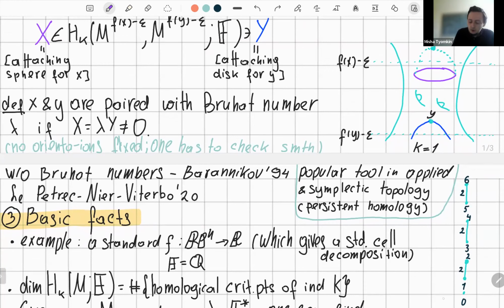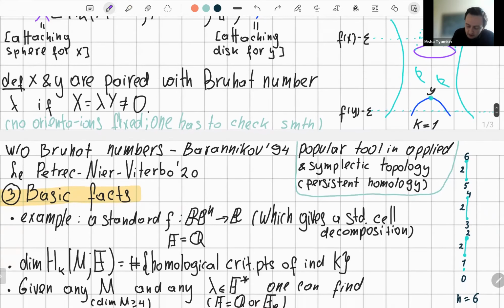Almost all points are paired, and the number on each pair is plus or minus 2. The only point which is not paired is the bottom one, and maybe the top one, depending on the parity of n. If n equals 6, then the top critical point is not paired. If n equals 7, say, then it is paired.